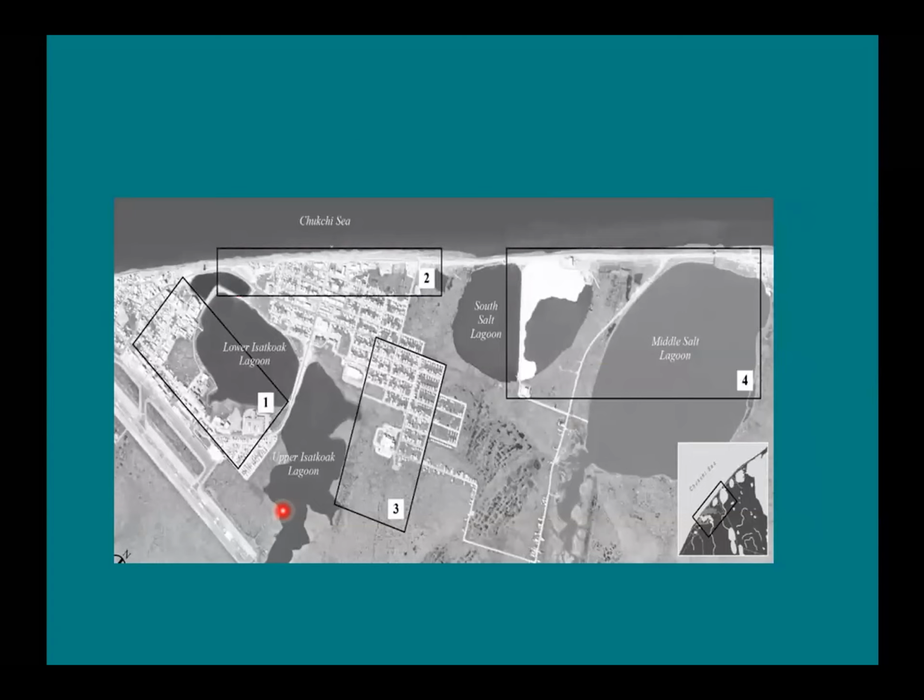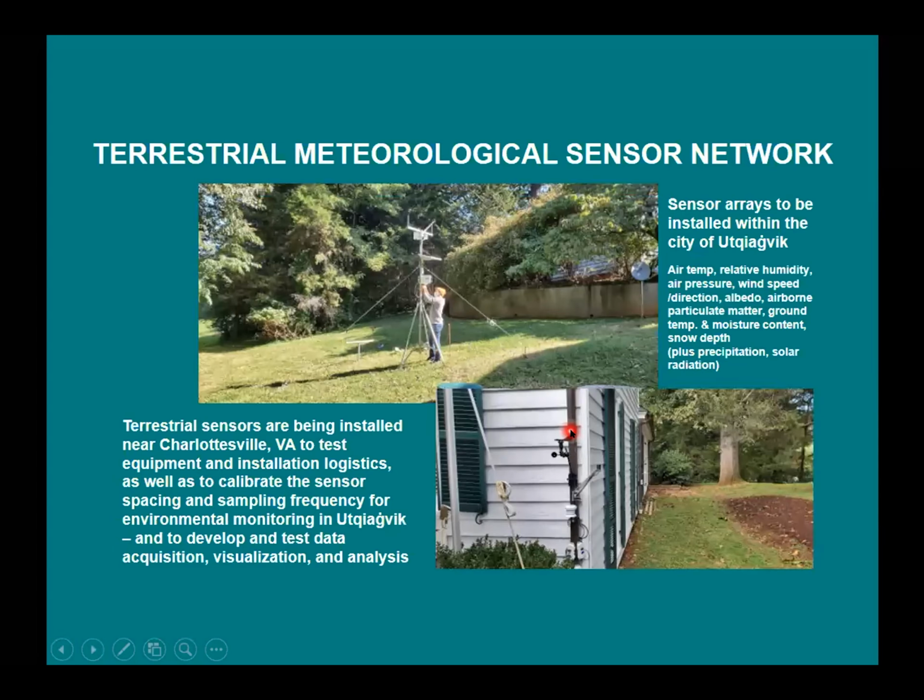Looking around the city of Utqiagvik, there are some areas that we may focus on. So here, I'll start. Number one is the built environment lagoon interface here. Two is the built environment coastal interface here. Three is the built environment and maybe natural tundra interface here. And then more of a lagoonal system in number four.